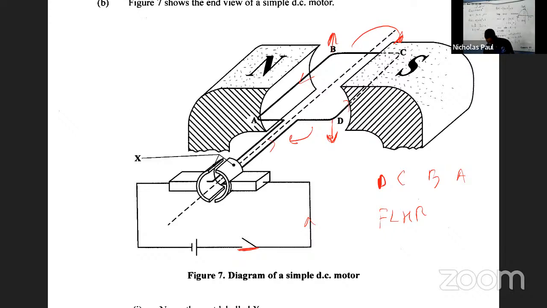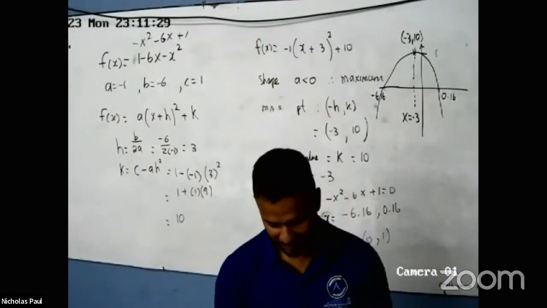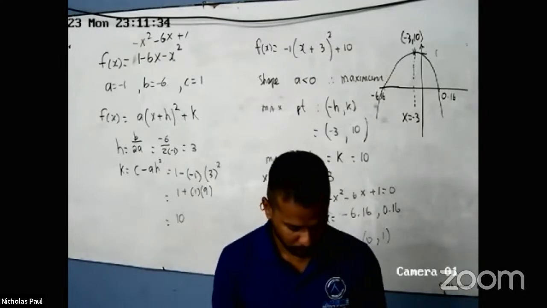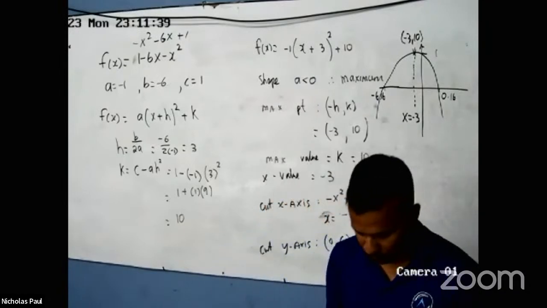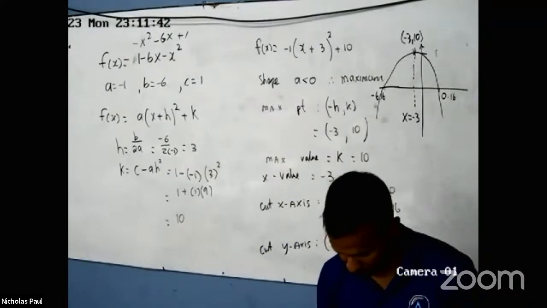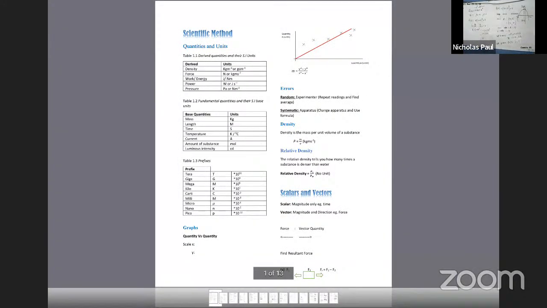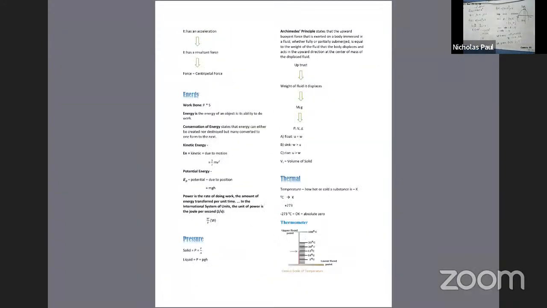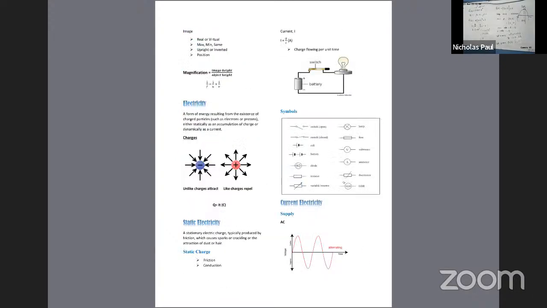Right, let's move away from magnets to electricity. All right, let's go to electricity now. First quick thing in electricity should be electrostatics, right?